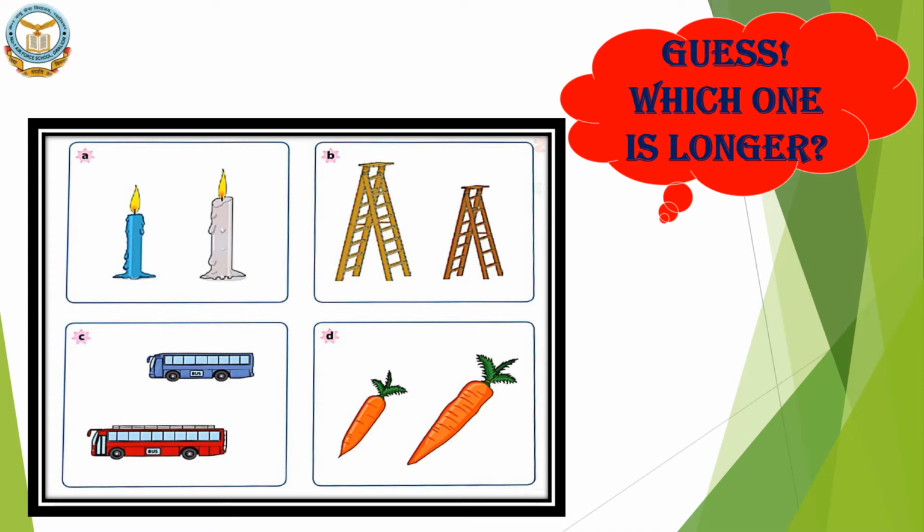Let's move to picture C. Now guess which colored bus is longer? Fantastic! The red one. Finally, let's move to picture D and guess which side carrot is longer? Fantastic! The carrot on the right hand side. So my dear students, in this way, by observing the things carefully, you can easily find out which one is longer.